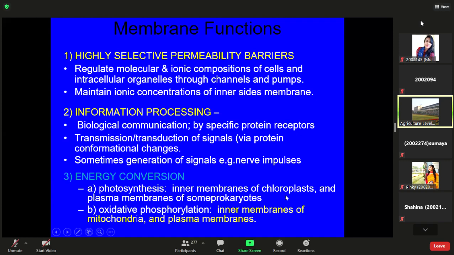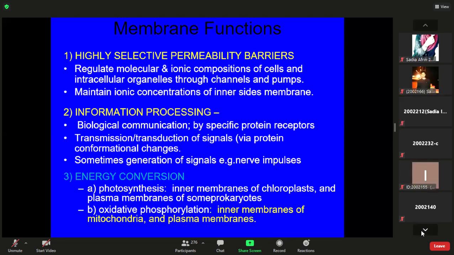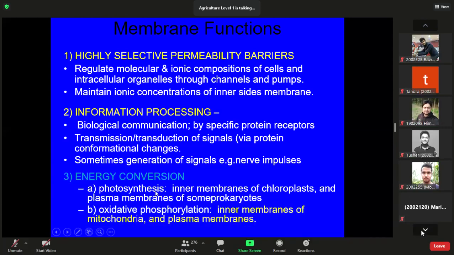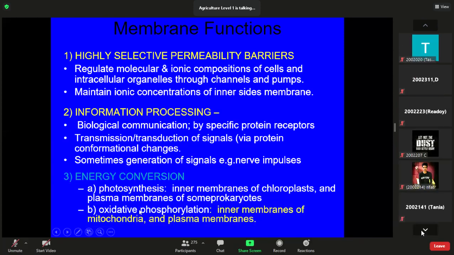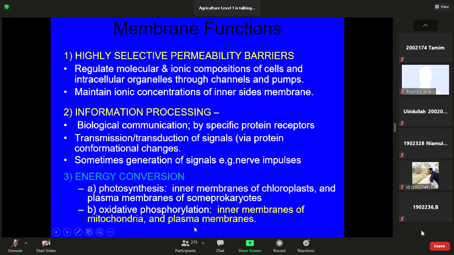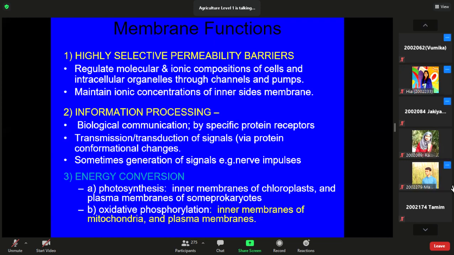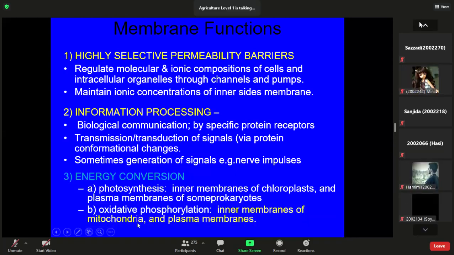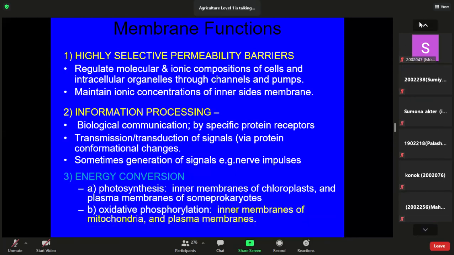If the cell membrane is absent, the inner membrane will be absent and the chloroplast will also be absent. If the chloroplast is absent, the green plant cannot produce any kind of food by the photosynthesis method. Oxidative phosphorylation also depends on the cell membrane, because the cell membrane contains the channel to accept the reduced equivalent to enter into the mitochondria for the production of energy. For this reason, mitochondria is called the storehouse of energy, or the powerhouse of energy.